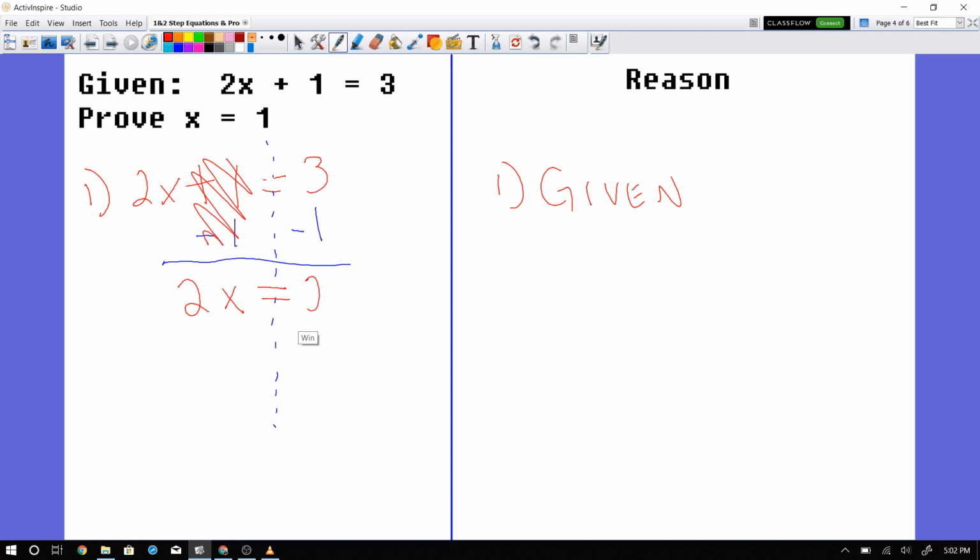3 minus 1 is 2. So the way that we got to step 2 was by subtracting 1 on both sides. So step 2, we got there by the subtraction property of equality.